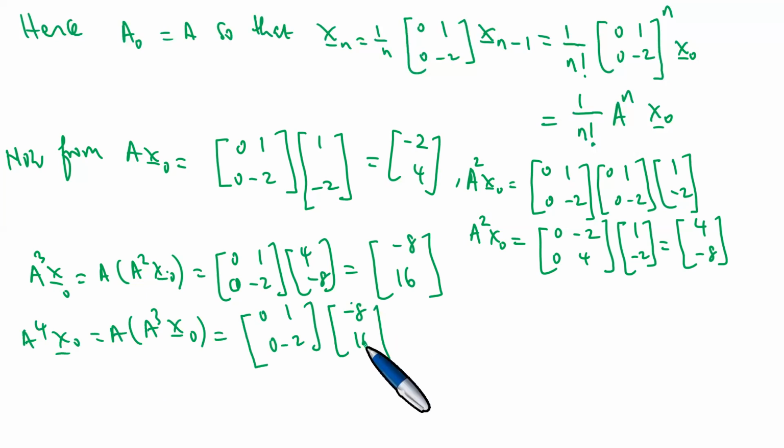16. So 0 in that, 0 in that. We have this. Any general pattern? Let's check. Ax0 is minus 2, 4. The square becomes 4, minus 8.